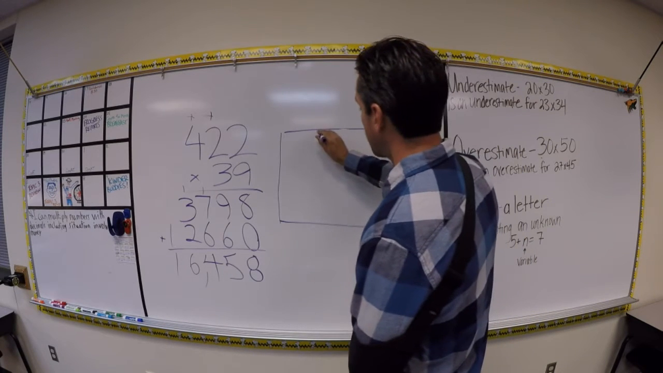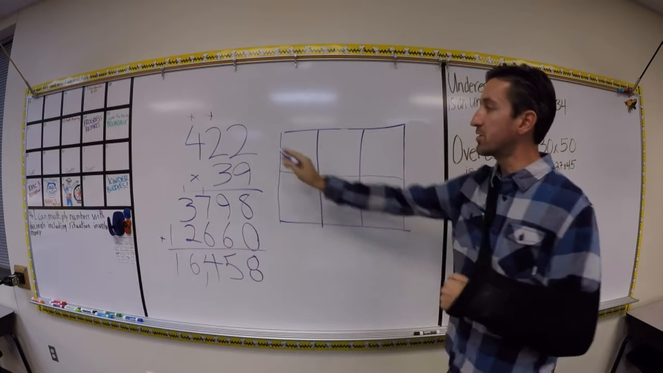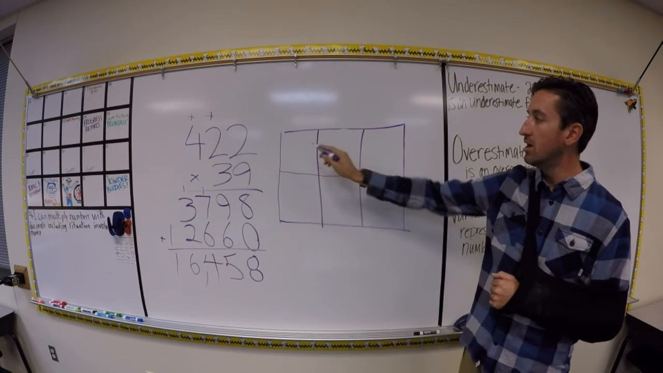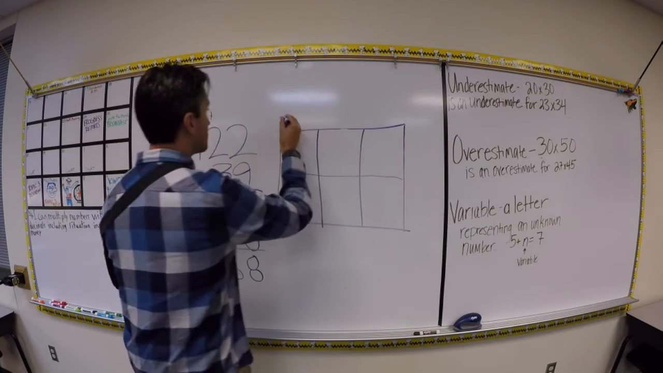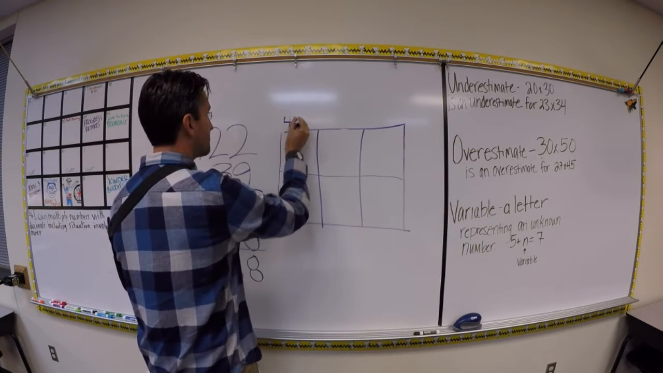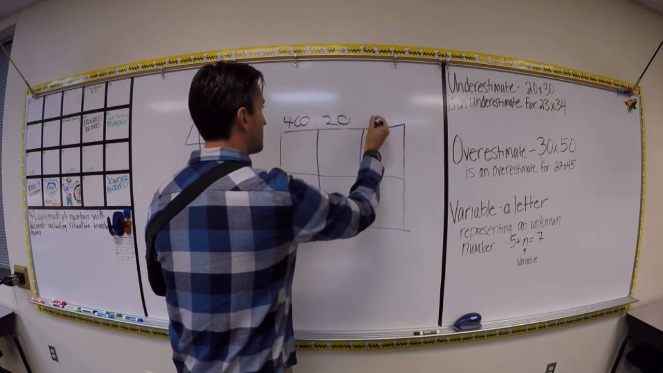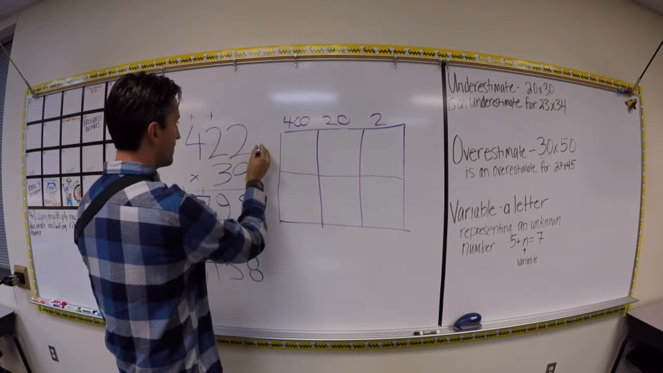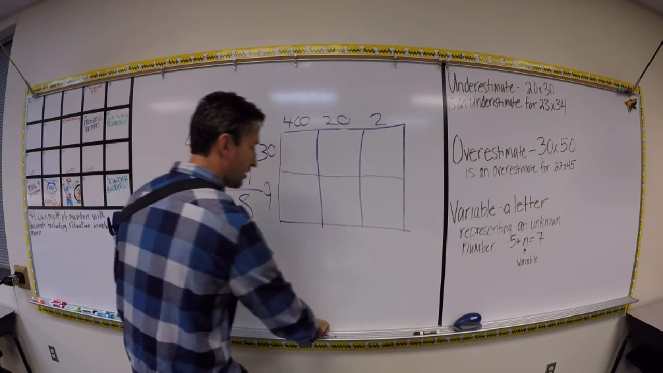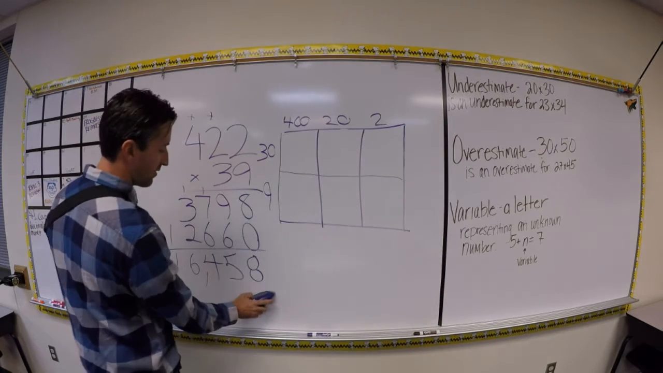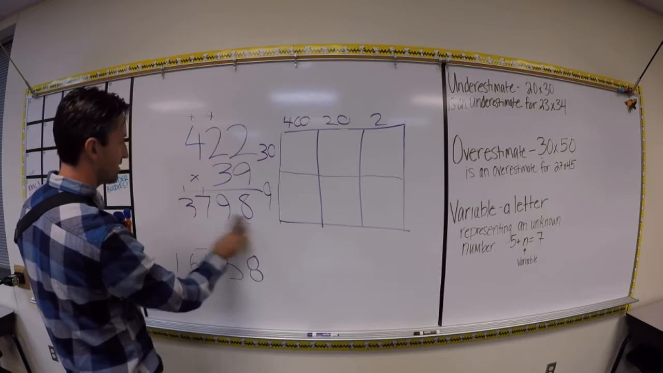Now we write our number out in expanded form. Since I have a 3-digit times a 2-digit number, I need to break this up into a 3 by 2 rectangle. So I'll write 422 in expanded form up here, and then here we'll do 30 and 9. I'm going to erase my work over here, except for our answer, just so we can see a little bit better.